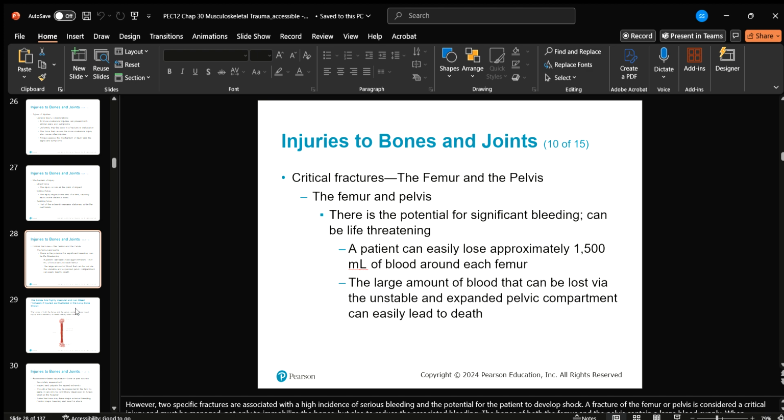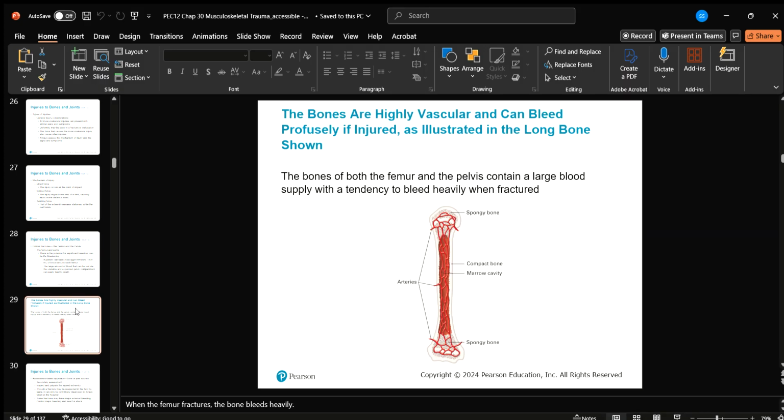For women, on average, total blood volume is about 4 to 5 liters, and for men, about 5 to 6. So that is incompatible with life. You will absolutely be dead at 50% blood loss.